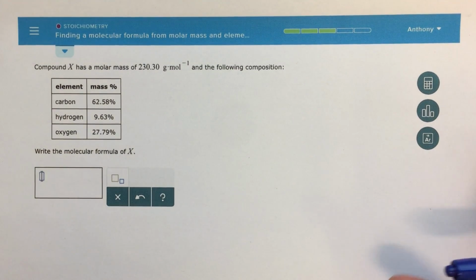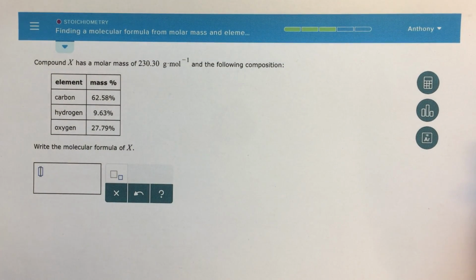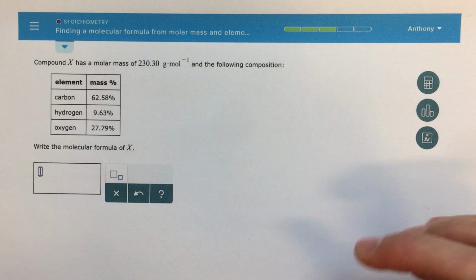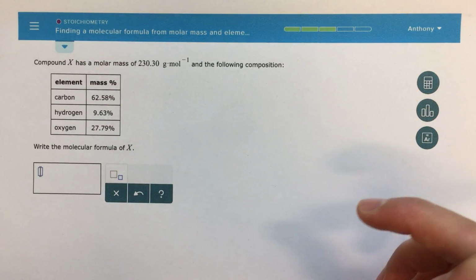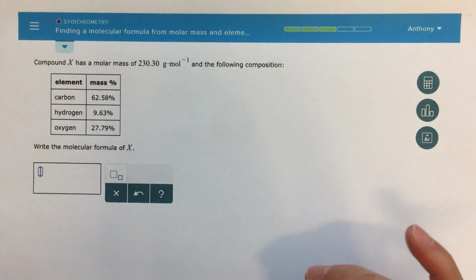All right, so this is an ALEKS topic that's called finding a molecular formula for molar mass and element something, I'm not really sure, but it's this one. And this is a great problem. It's a mass percent type problem first, and then it's an empirical formula type problem, and then it's a molecular formula problem as well. So it's sort of two problems in one.